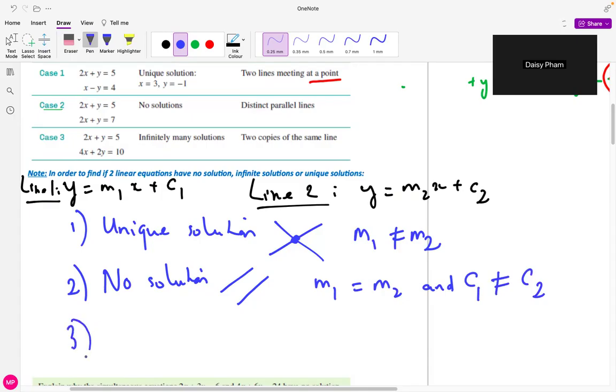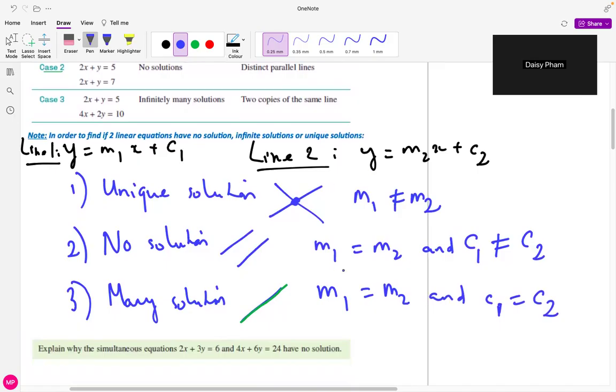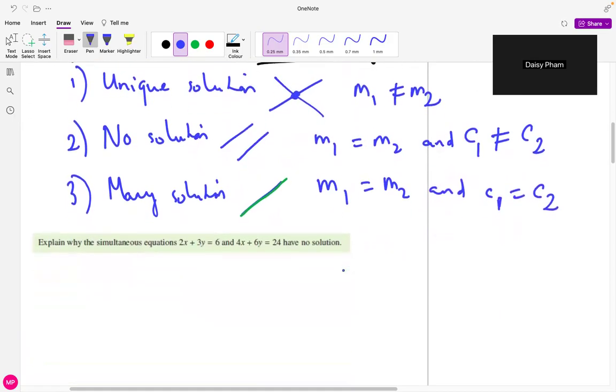And the third case is if you have infinite many solutions. So for infinite many solutions, one line is here and then another line is just on top of it. So they are identical. For that to happen, M1 equals M2, same gradient and same y-intercept. So everything is the same, C1 equals C2. Okay. So we're going to apply that to answer these questions.